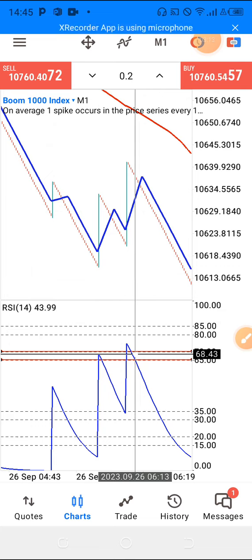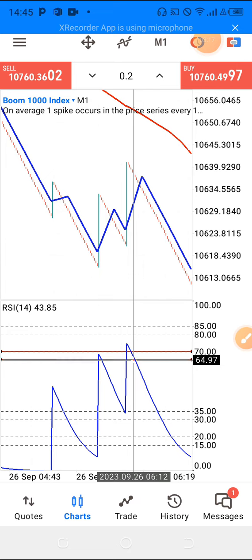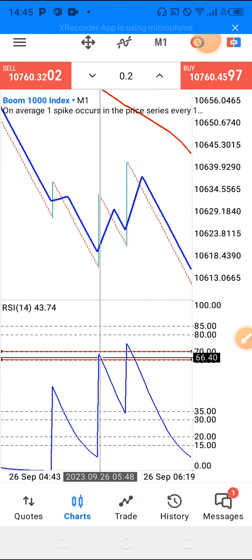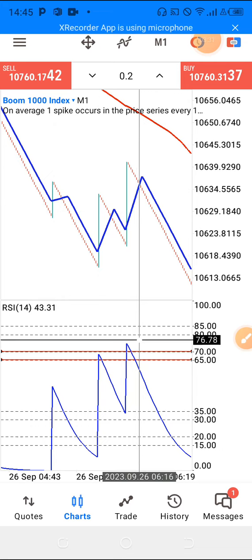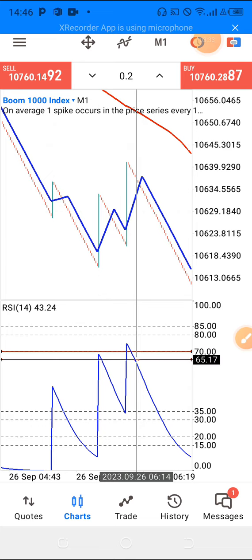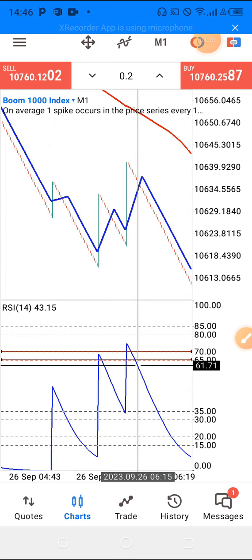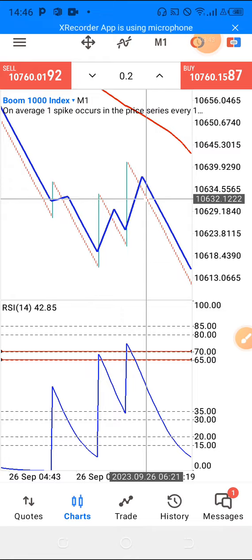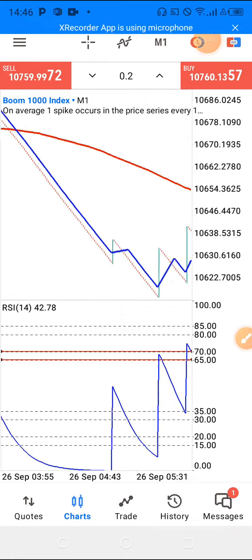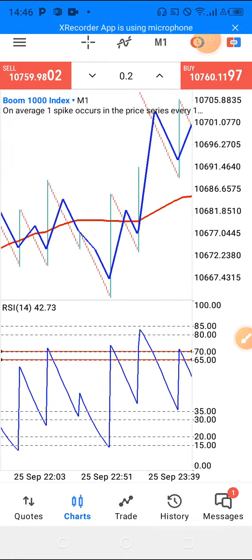It can be level 70 or it can be level 65. Like what you see here, it only crossed level 65. The trade is still valid. So the RSI has to cross between level 70 and level 65. It can cross below level 70 or it can cross below level 65. Then you go to the main chart, you wait for the candles to cross below this blue line, then you take your 5 candles, then you exit. So if you master this, you'll be in a position to be more profitable.